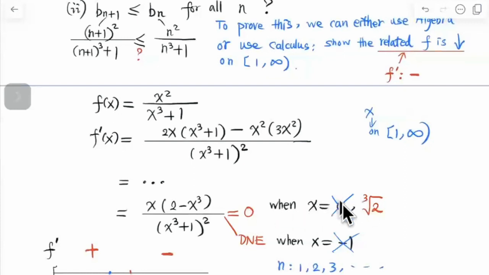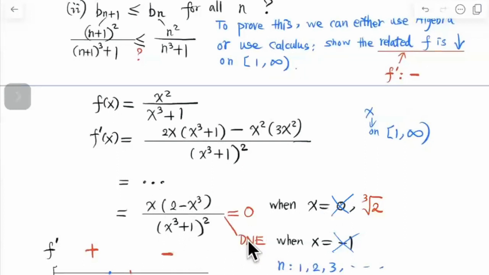Now, over here, I cross out the zero here because when we talk about this related function, the index for the sequence starts from 1. So we only consider x greater than or equal to 1. So we're going to cross out the zero.